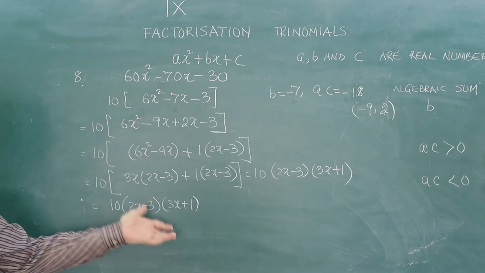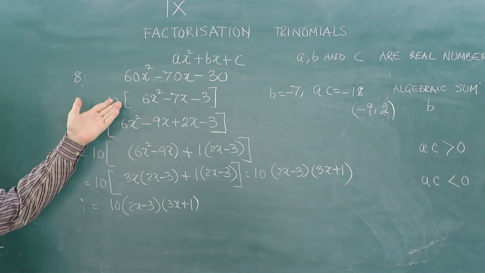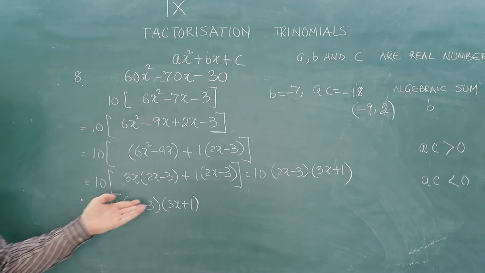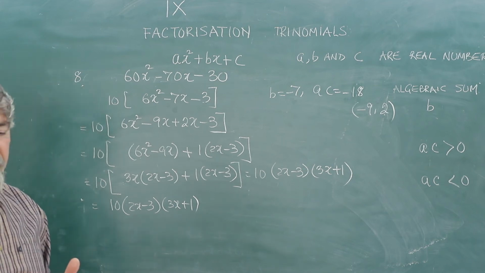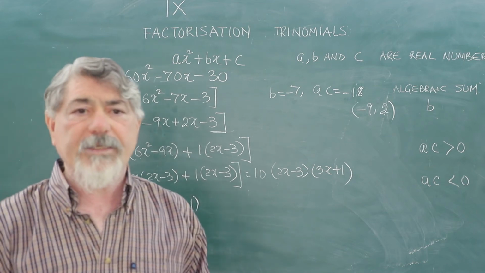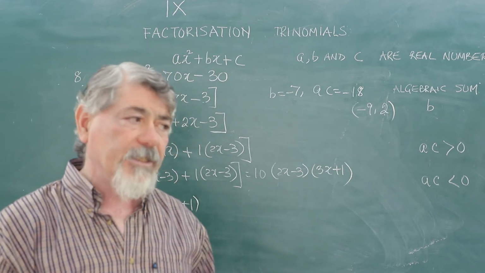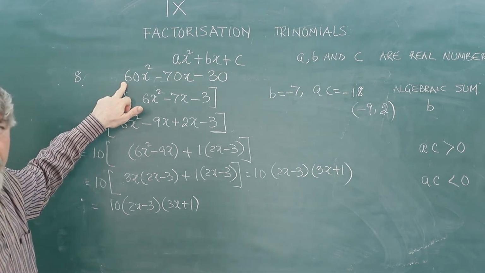This has a quotient and this will be the remainder. And if I divide by 2x - 3, I'll get no remainder. I'll get this as the quotient. So this is the way to do it. We told you, whenever you are factorizing, the first thing you look for is whether there is a possibility of taking out anything common. Yes, there is. We have taken 10 common here.